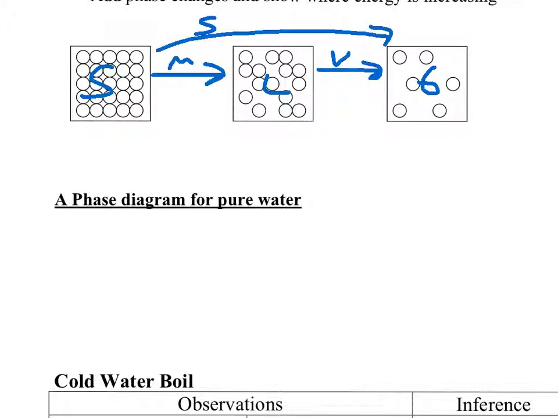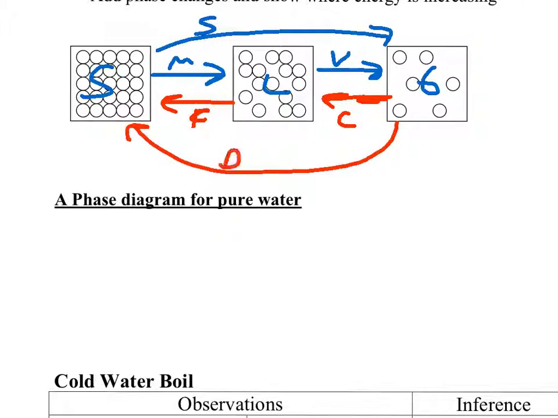Now, what if we go the other direction? If I go this way, gas to a liquid would be condensation. Liquid to a solid would be freezing. And you can skip the liquid stage, and that's called deposition. So that should be a little review for you.